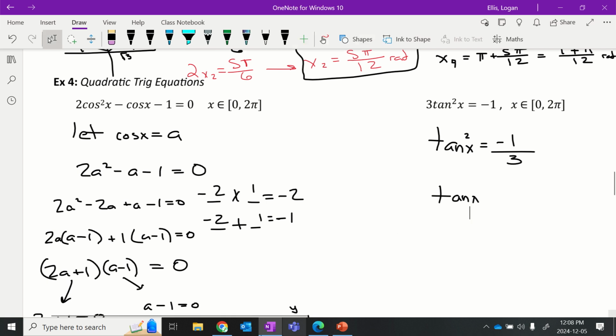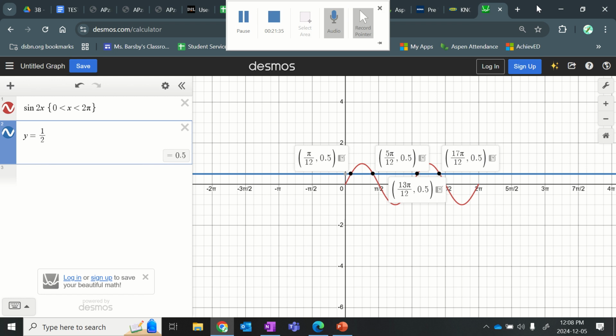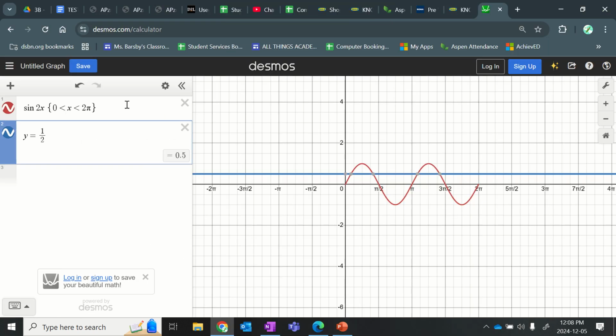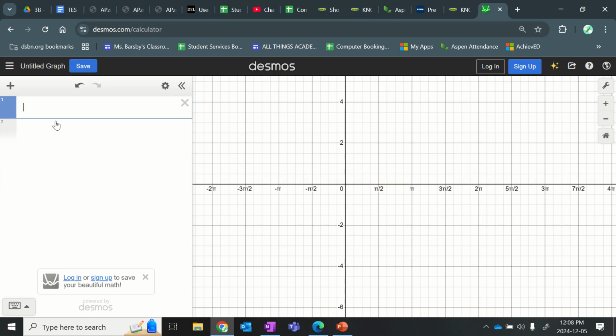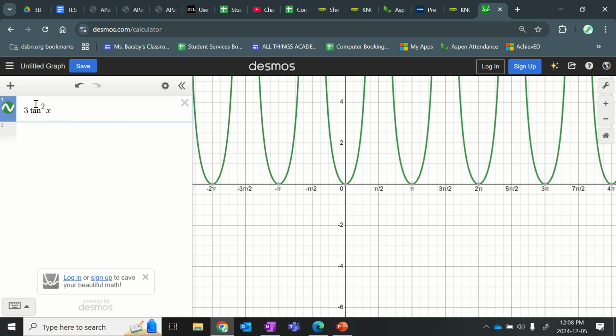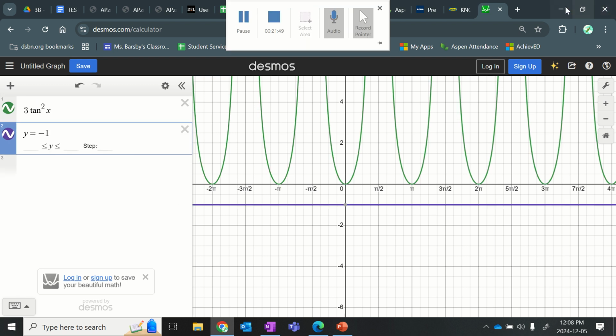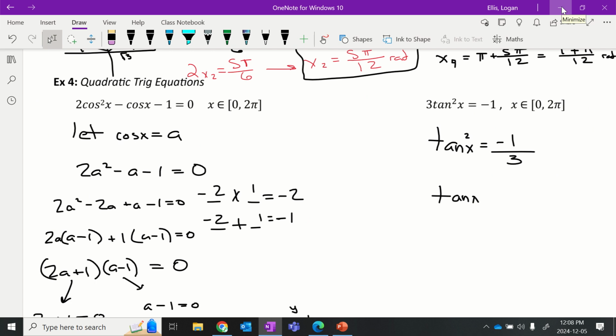Let's just confirm that. 3 tan squared x equals negative 1. So let's look at that. 3 tan squared x. Yeah, there's no way, right? When you look at this, y equals negative 1, it never touches. My pen just stopped working, sorry, I gotta plug it back in. But you can see that as you take the square root there, it is an error, it doesn't exist. So we are good to go there.